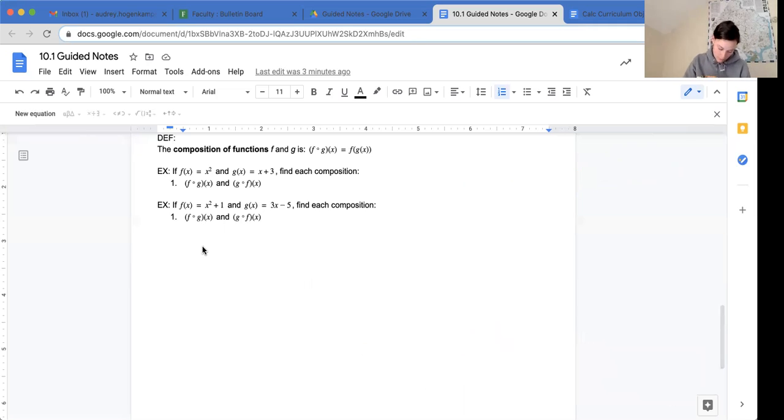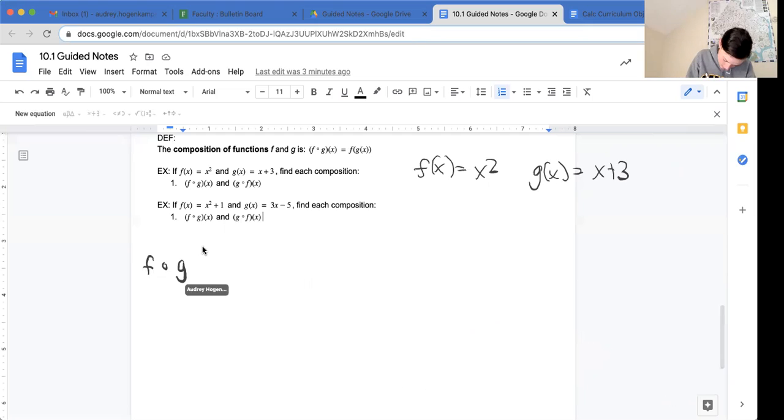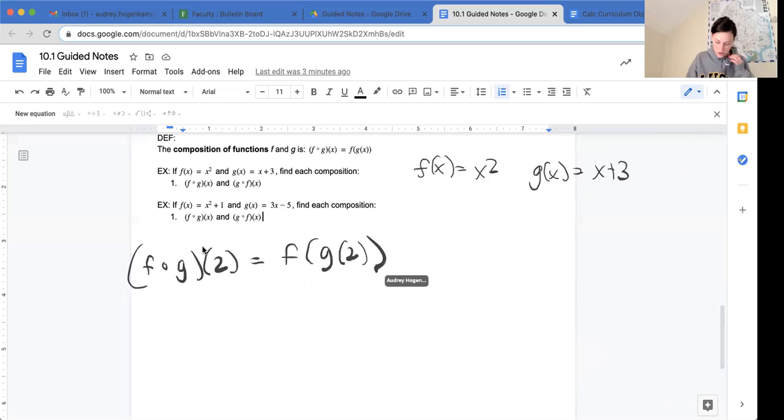So let's think about if we were asked to find, like back in number 1, where we have f of x equals x squared and g of x equals x plus 3. What if we were asked to find maybe f of g of 2? So we know that that's going to be f of g of 2. So now what I'm going to do is work my way from the inside out, okay? So first I'm going to find g of 2.